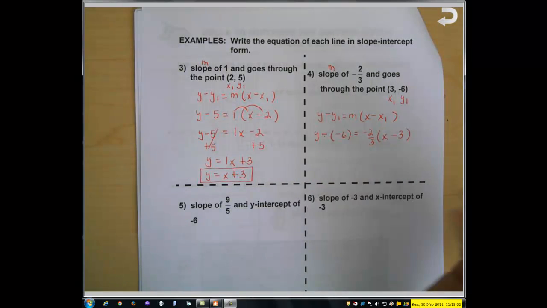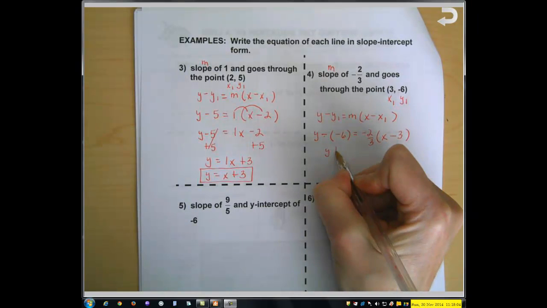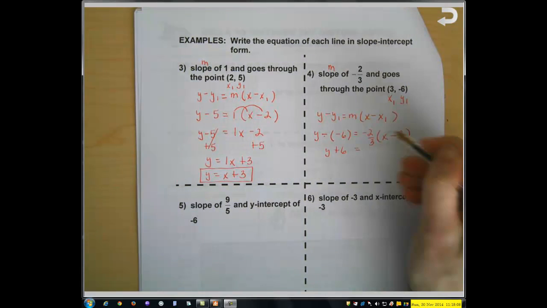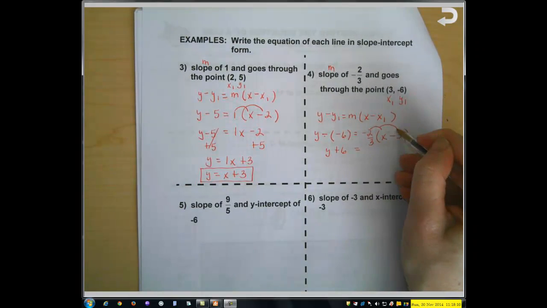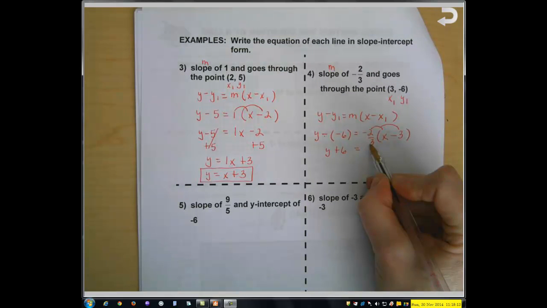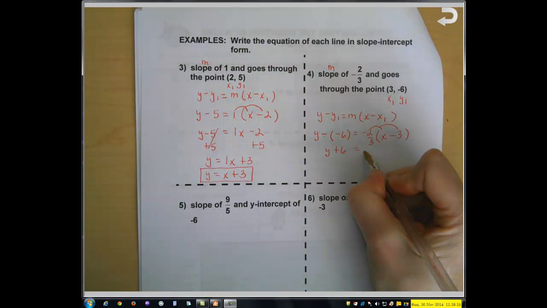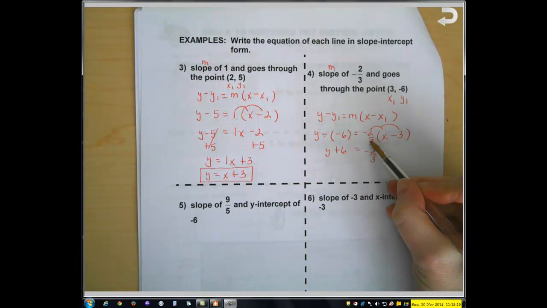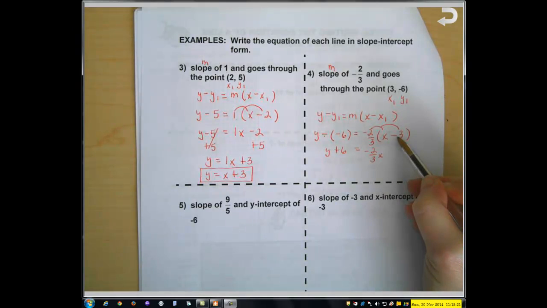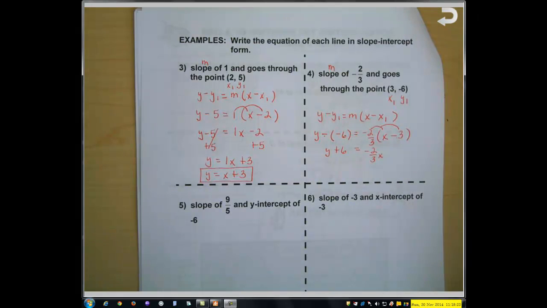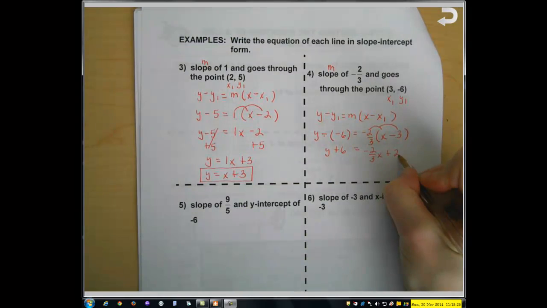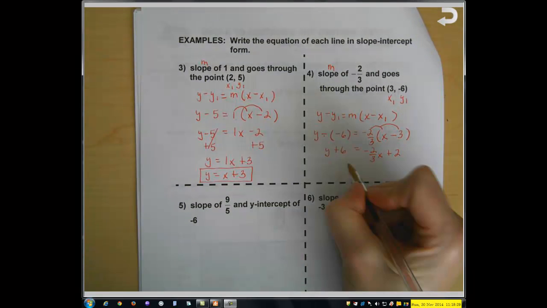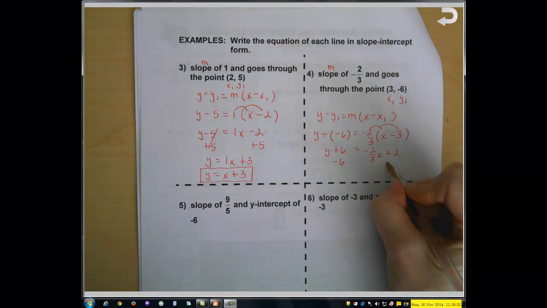Minus a negative is the same as adding a positive, so our left side becomes y plus 6. The right side can be simplified by distributing. -2/3 times x is -2/3 x. -2/3 times -3 is +2. Only one more step to solve for y, and that is to subtract 6 from both sides.